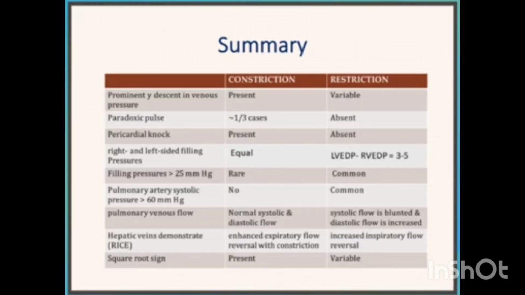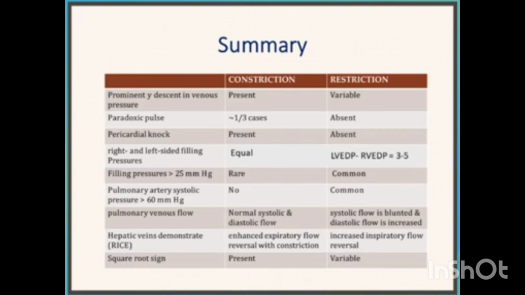The LV and RV sided filling pressures are equal in constrictive pericarditis, whereas you will find some difference in restrictive cardiomyopathy. The filling pressures are very high in restrictive cardiomyopathy, whereas they are not that high in constrictive pericarditis. If the pulmonary artery systolic pressure is more than 60, it favors RCMP.